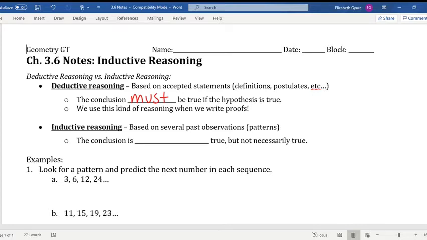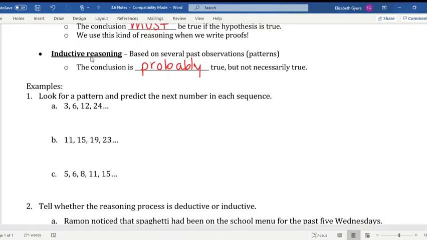Inductive reasoning is a little different, and it is based on several past observations or patterns. So when you observe a pattern and make a conclusion about it, that is inductive reasoning. So in this situation, the conclusion is probably true, but not necessarily, because it's simply based on a pattern or an observation. Deductive reasoning must be true because it's based on facts, mathematical facts. Inductive, it probably is, but it's purely based off patterns. So we're really just going to look at some examples with this.